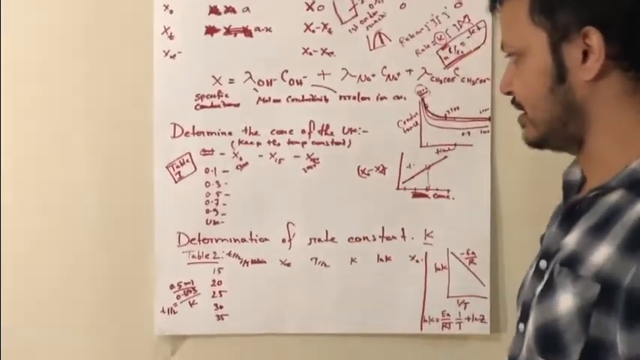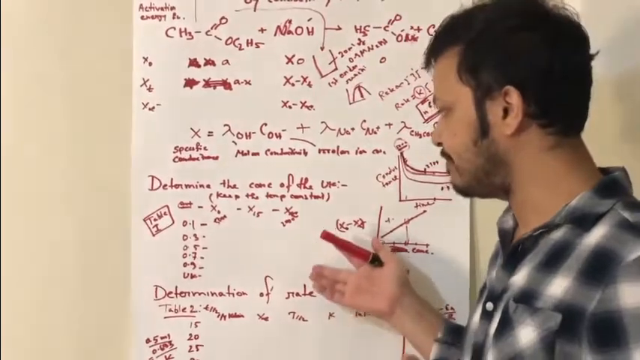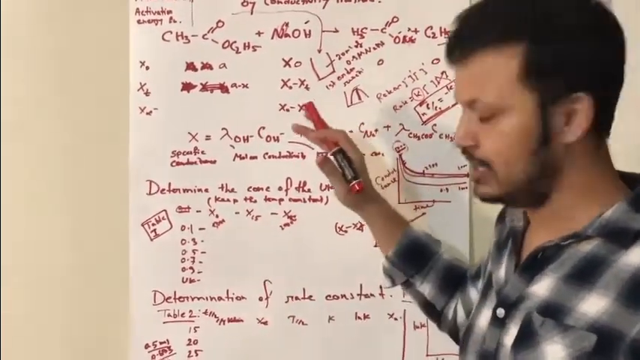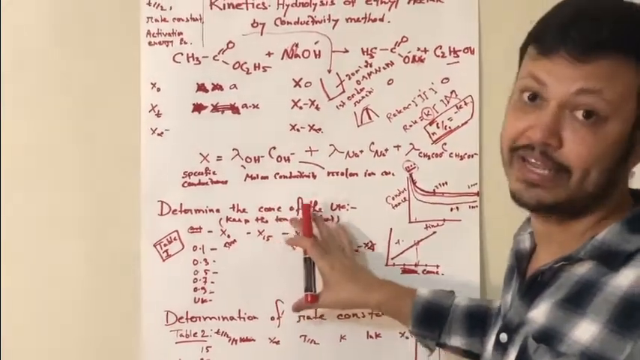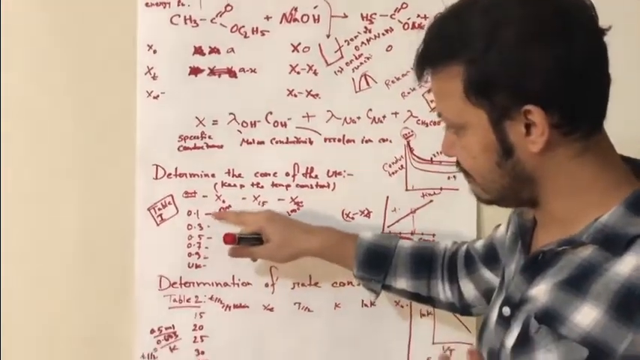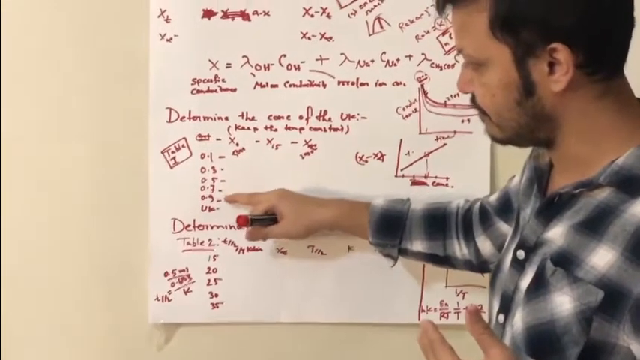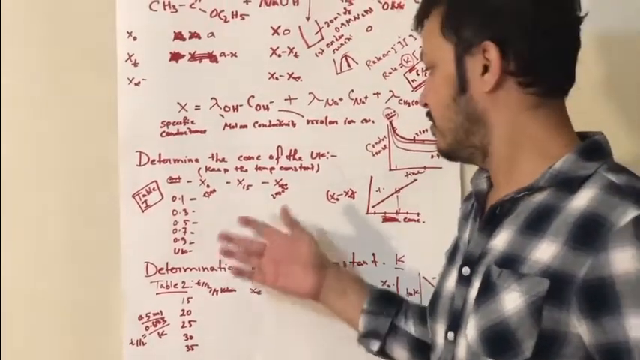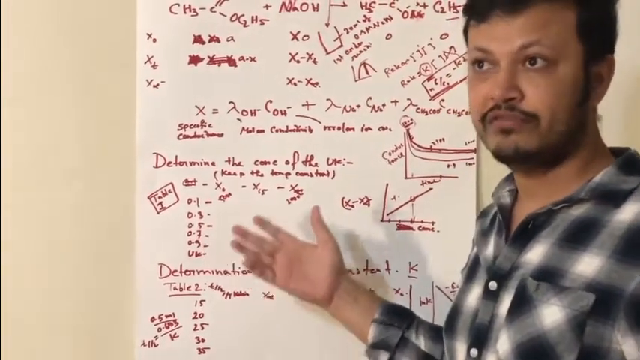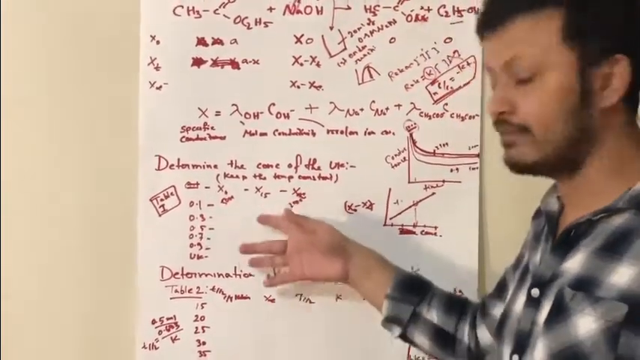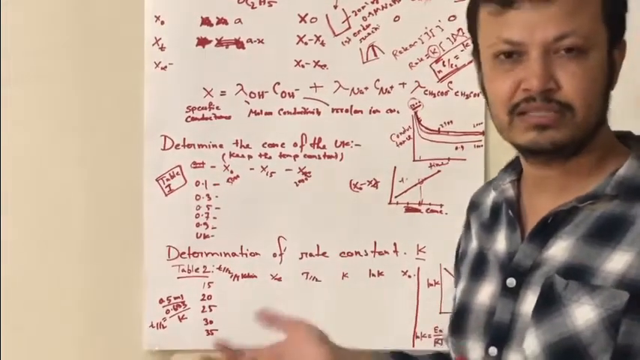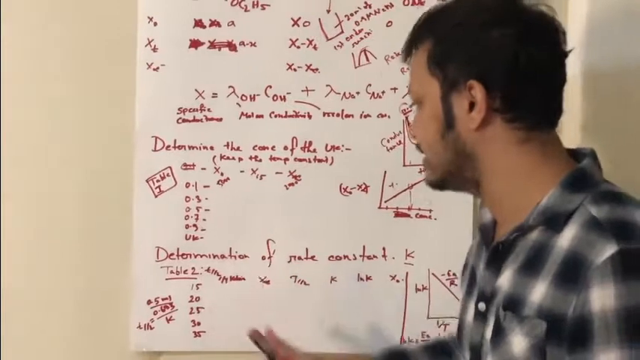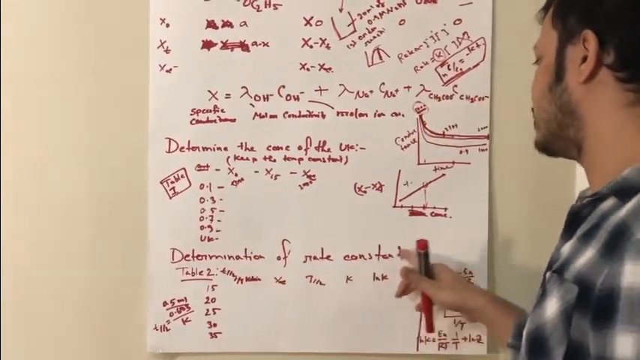Now the second part. Normally this lab needs to be done in one day, because you have a lot of waiting time. If you take the data every 15 minutes, it needs around 150 minutes. You also have to wash the apparatus a lot of times, so normally it takes about 3 hours. Here another thing is the determination of the rate constant.